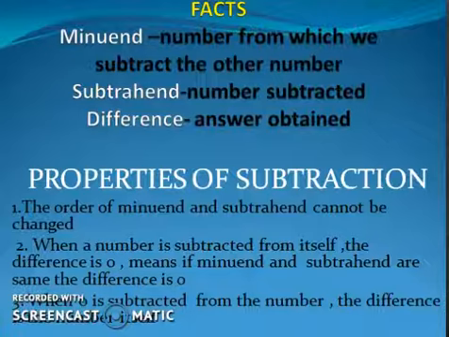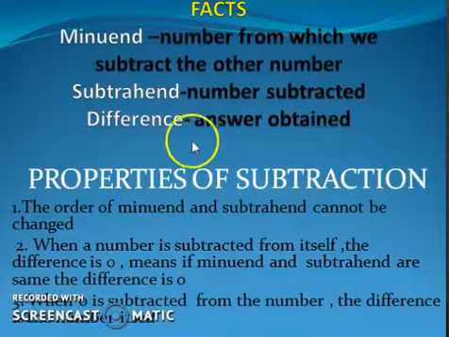In subtraction, we are not allowed to change the order of the minuend and the subtrahend. As you know, we cannot subtract a bigger number from the smaller number. So we cannot change the order of the minuend and the subtrahend. If we subtract a number from the number, we get 0. And if we subtract 0 from a number, we get the difference as the number itself. Do remember these properties for the fill-ups and the MCQs, children.